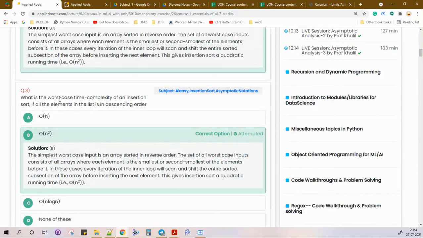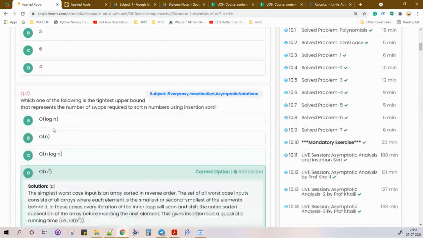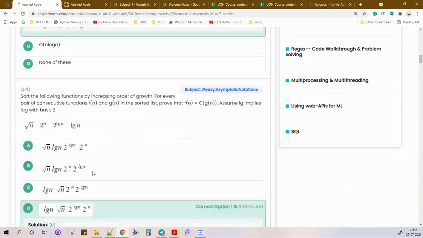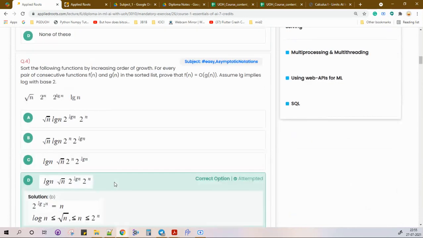Actually, we jumped on to question number 3 directly. What is the worst case time complexity of insertion sort? If all elements are in descending order, it's order of n square. It is nothing but the number of swaps it requires. So these two questions, 2 and 3, are similar. Question number 4, interesting. Sort the following functions by increasing order of growth. For every pair of functions f of n and g of n that are sorted adjacent, prove that f of n is order of g of n. Assume lg applies with log base 2.